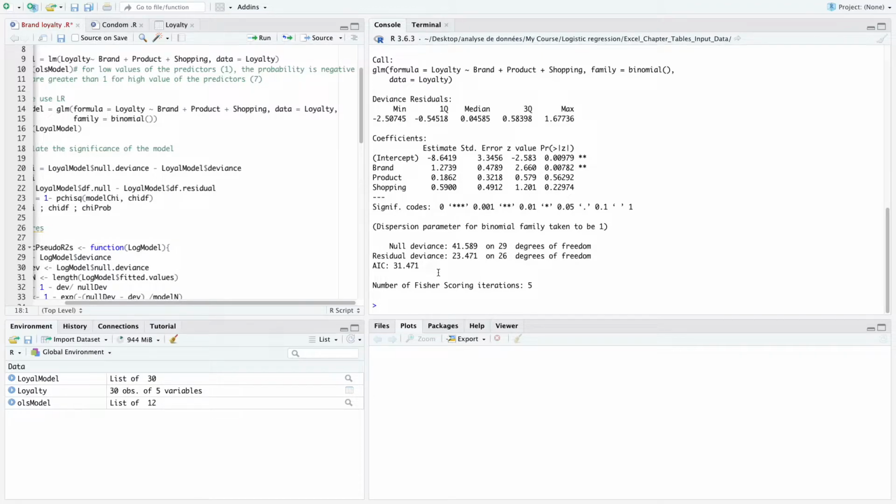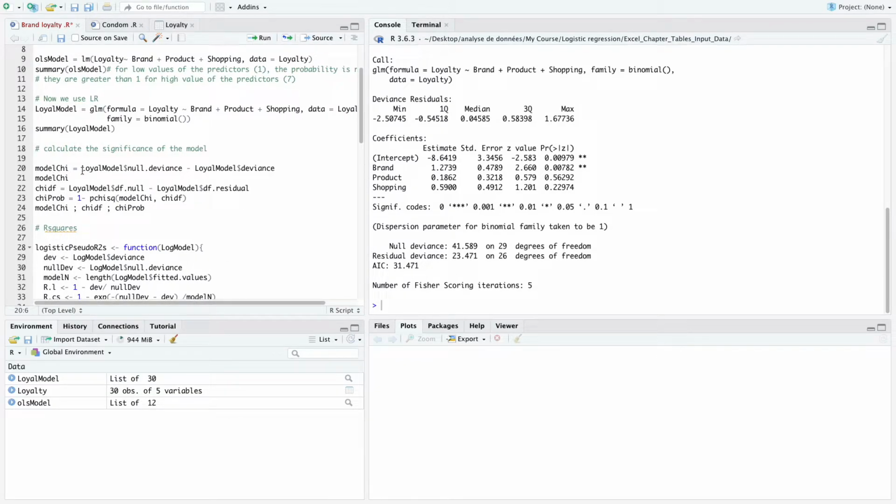But for the model, unfortunately, R doesn't give you whether the model is overall significant or not. We need to code a little bit more. What we need to do is calculate the model chi-square, which is based on the deviance. The deviance is simply 2 times the log likelihood, and the log likelihood is how the model is actually calculated. Then we subtract the residual model deviance from the null deviance, which is the unexplained variance, if you wish.